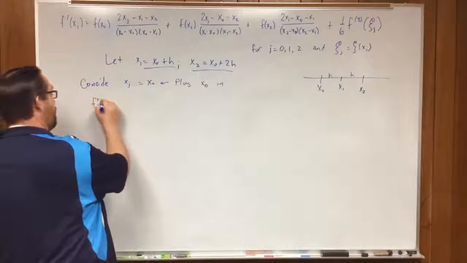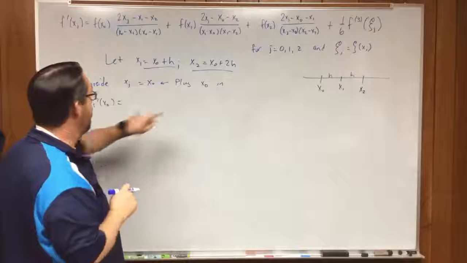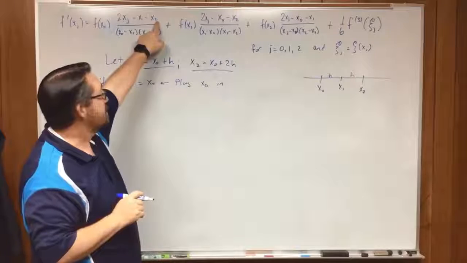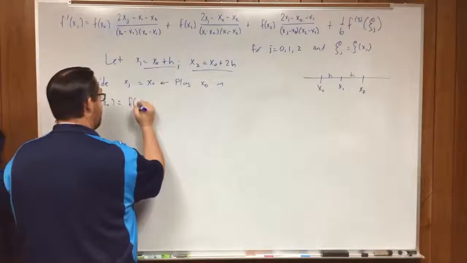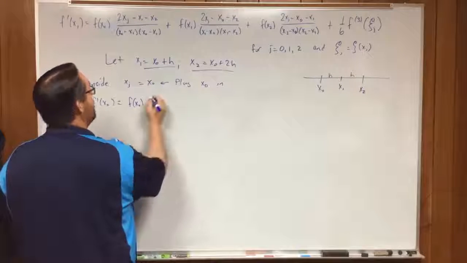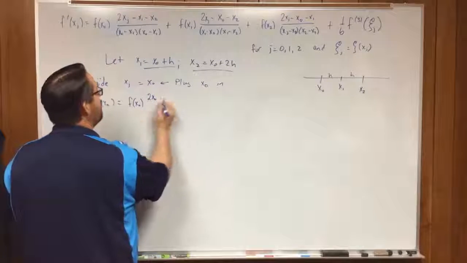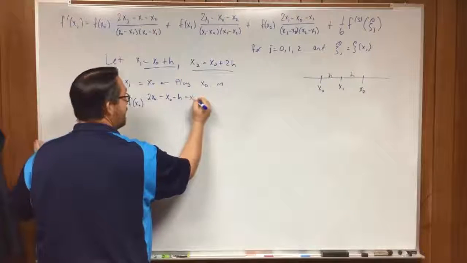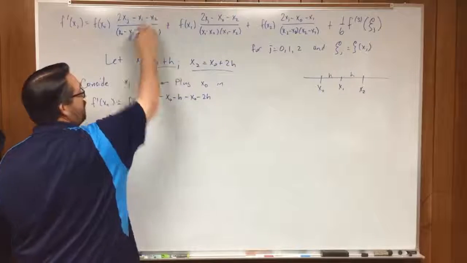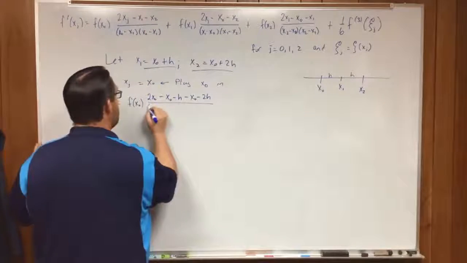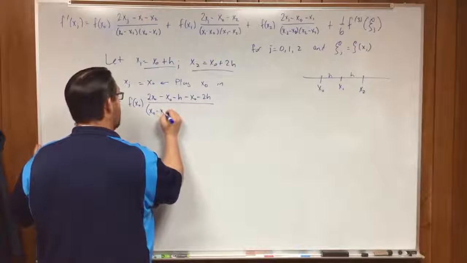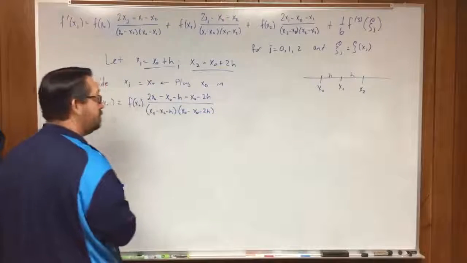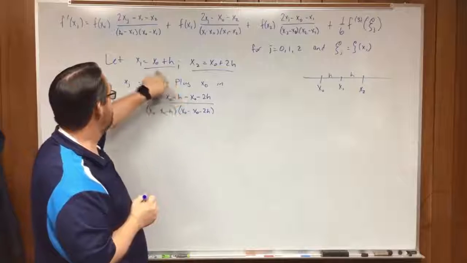You get f prime of x0 is equal to, now if you plug in x0 in here, this term is going to stick around, so you're going to have f of x0 times 2x0 minus x0 minus h, minus x0 minus 2h, because I'm distributing the minus sign, over x0 minus x0 minus h times x0 minus x0 minus 2h. Just substituting those three things in.